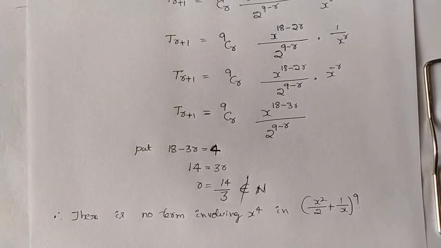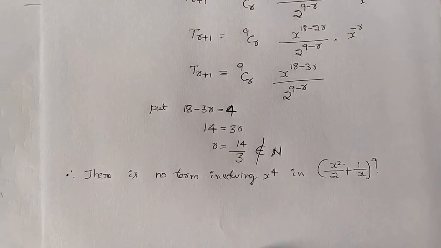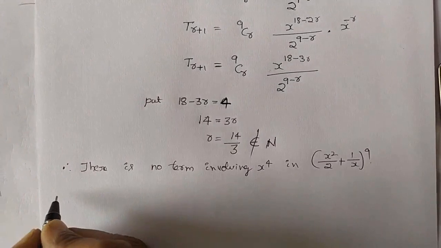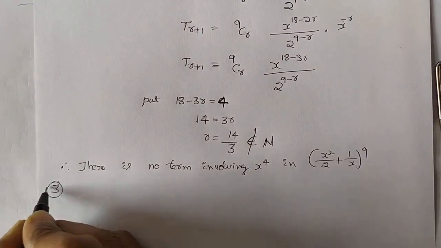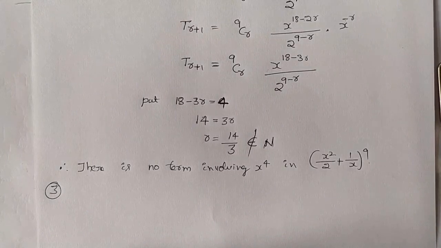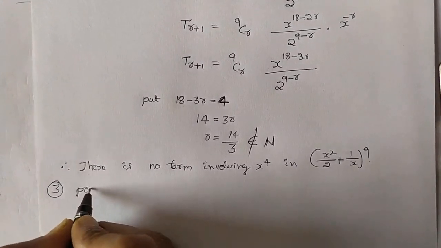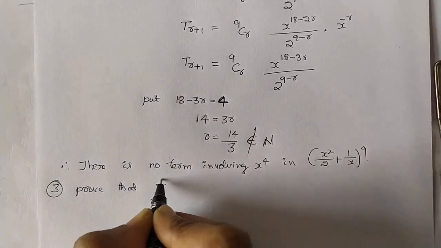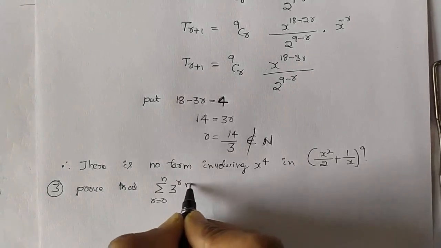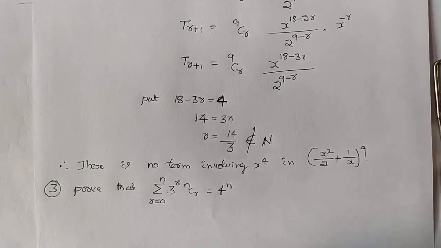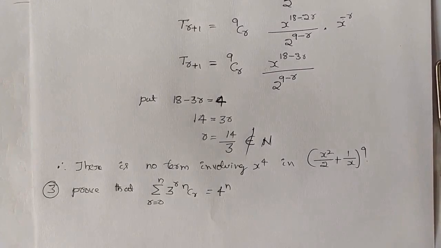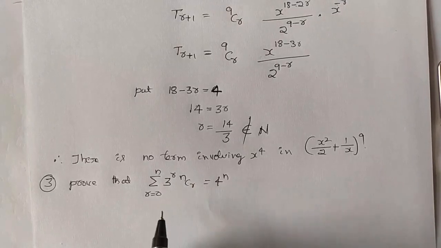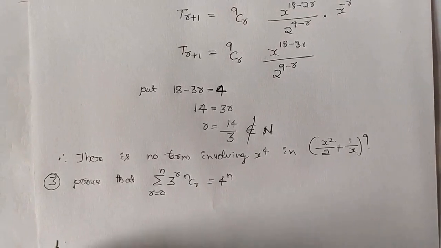Now we will move on to the next question. I will not scroll down the sheet again and again, so follow along with me step by step and write in your notebook. Third question: prove that summation r equals 0 to n of 3 power r nCr equals 4 power n. This is what we have to prove.